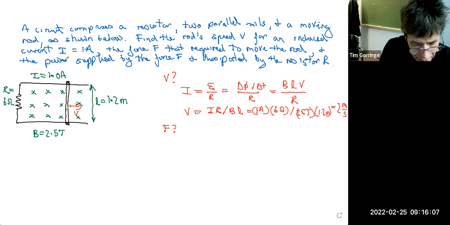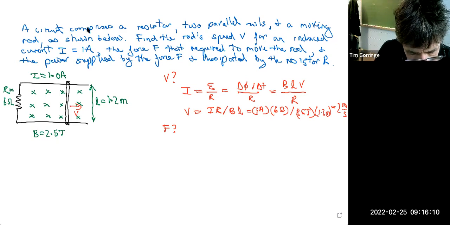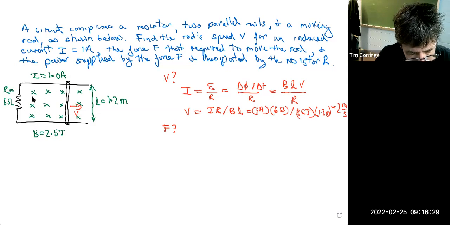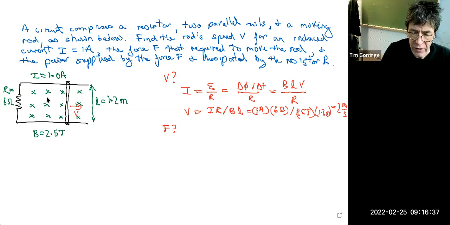So let me sketch that in a little bit more detail here. Let's start by figuring out the direction of the magnetic force on the rolling rod, and then we can see the direction of our force on the rolling rod that's needed to overcome that magnetic force. So which direction is the induced current flowing in this circuit? Well, the rule for that is that the induced current will create an induced magnetic field that will oppose, that will try and cancel out the change in magnetic flux.